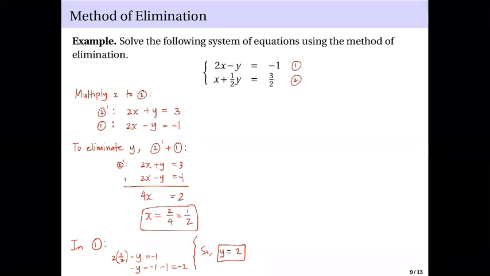You're welcome. So in here, we added because I have decided to eliminate y. I could decide on eliminating x. I have 2x here, I have 2x here. But to eliminate x, I have to subtract. So I can do that. Instead of adding, we subtract.